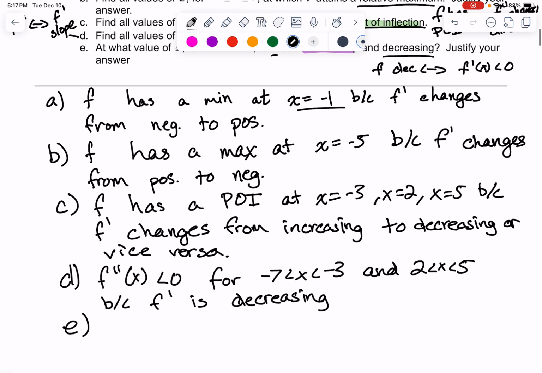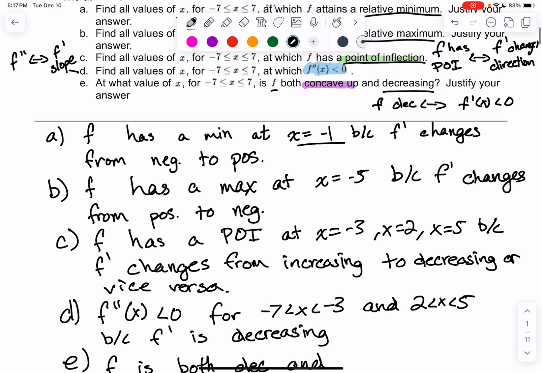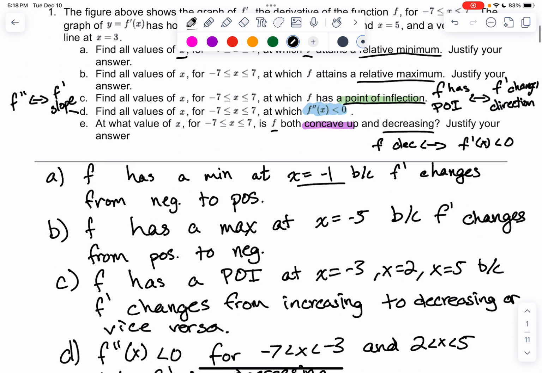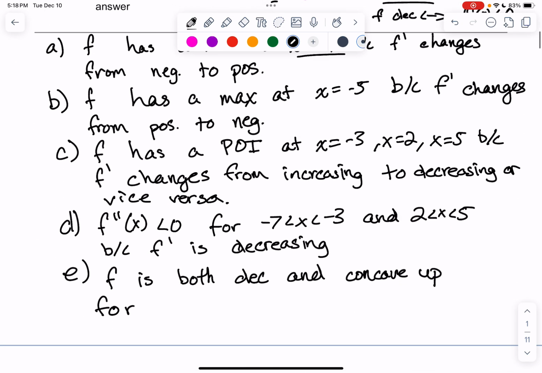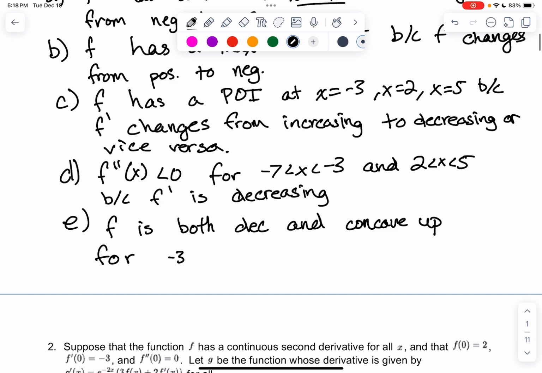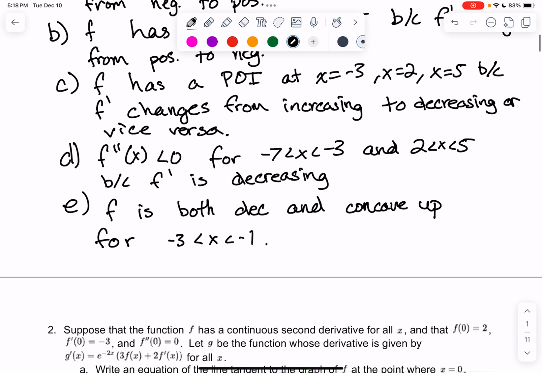So for part E, we can say that f is both decreasing and concave up. What's our interval? That's from -3 to 1. Oh, -3 to -1. For -3 to -1. Did it say to justify? Oh, it says justify your answer.